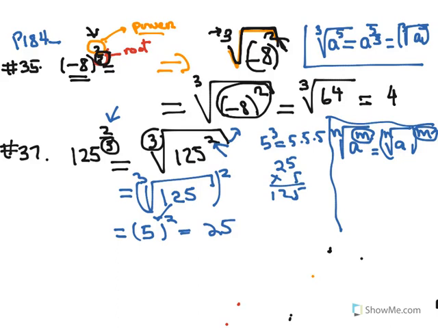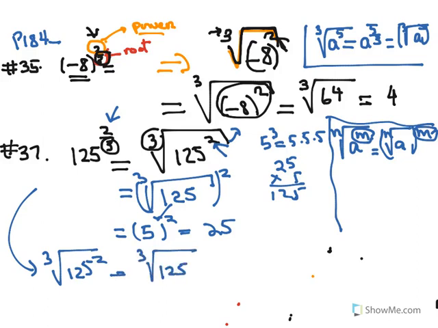Okay, so here I did a trick. Let me recap the trick. I have the cube root of 125 to the second power, and because I know what the cube root of 125 is, and I don't want to spend a long time multiplying 125 times 125, I can get this exponent outside the radical. And that's much easier for me to work with.